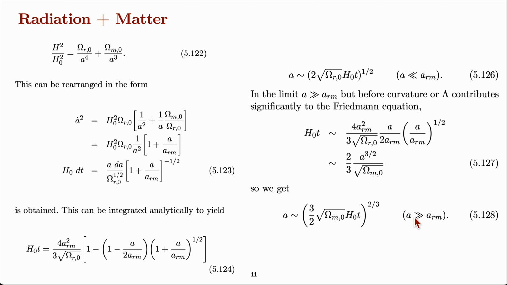Or if A is much greater than A at radiation-matter equality, then A is scaling with t to the power of 2/3, as opposed to t to the power of 1/2. So this is the radiation dominant limit, and this is the matter dominant limit.